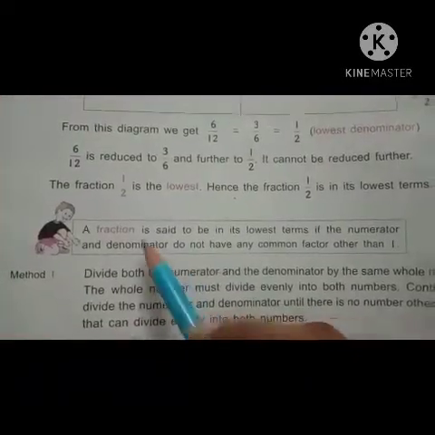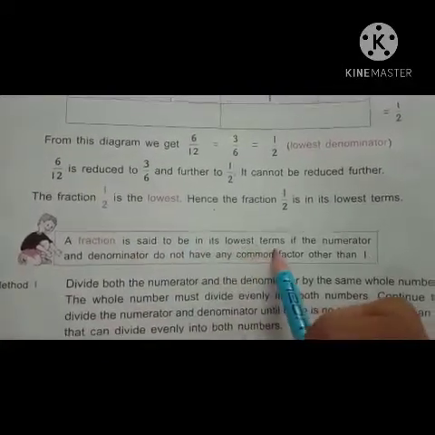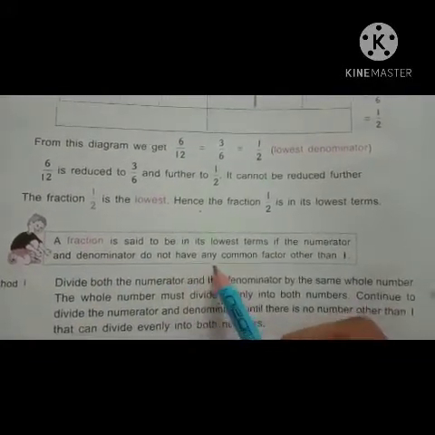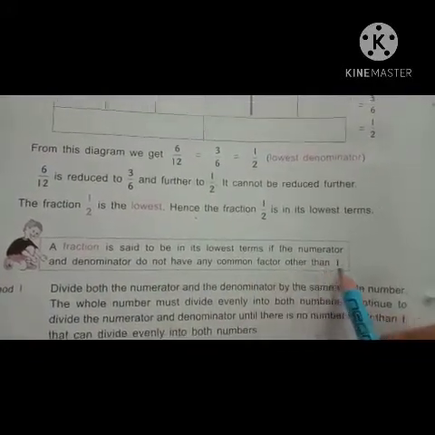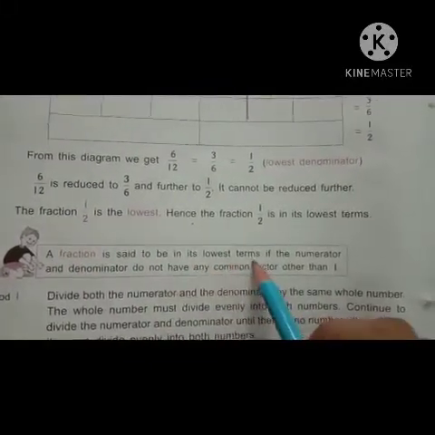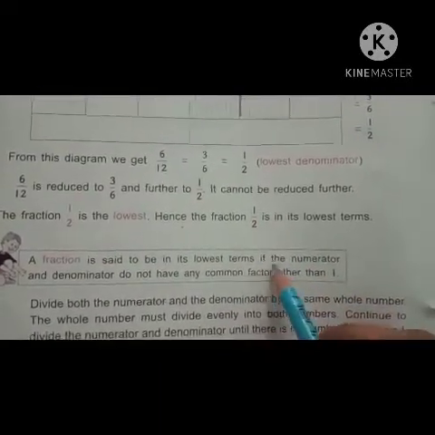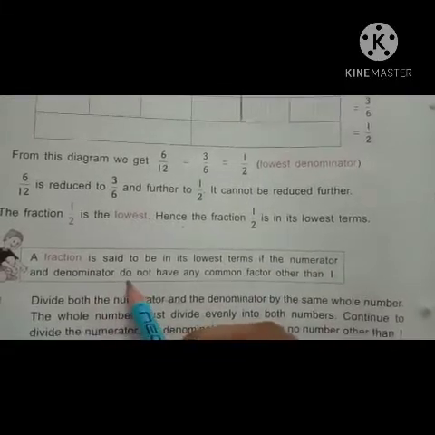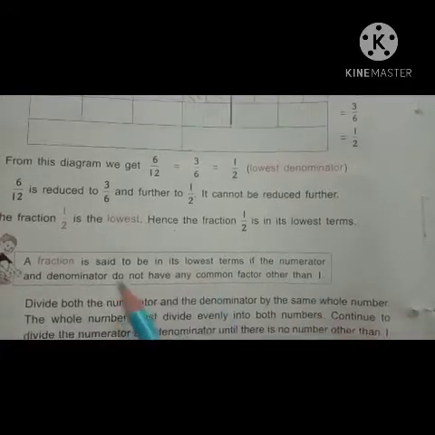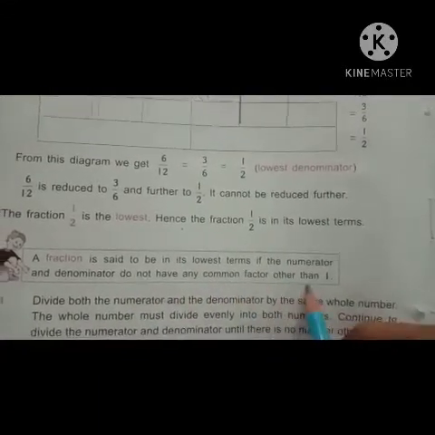Now see here the note. A fraction is said to be in its lowest terms if the numerator and denominator do not have any common factor other than 1. Like 1 by 2, the numerator and also the denominator don't have any common factor other than 1.